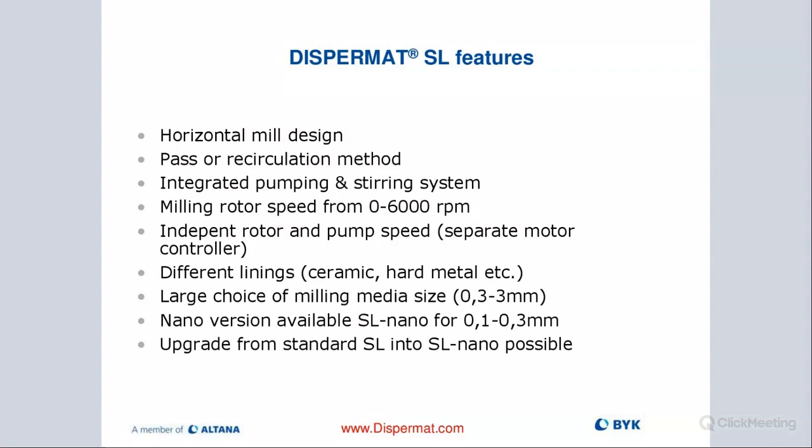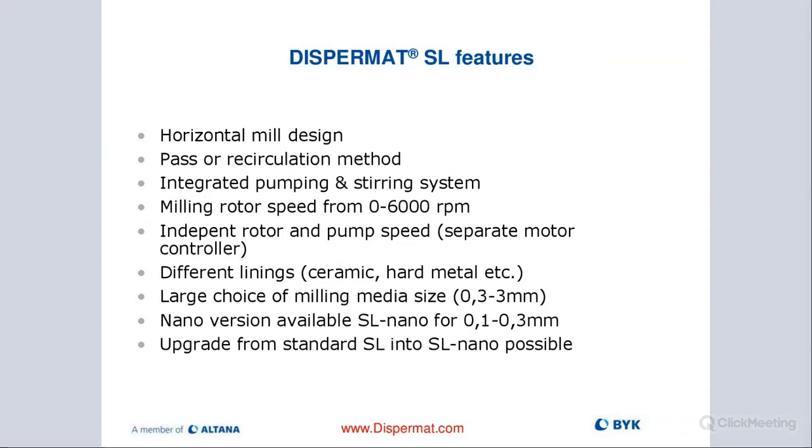We actually have the option of doing pass-through or recirculation method, depending on the formula. We have an integrated pumping and stirring system inside of our supply vessel that allows us to actually push the slurry into our milling chamber and get it through and around. The models go up to 6,000 RPM. Separate motor controllers so we can independently control the rotor as well as the pumping speed.